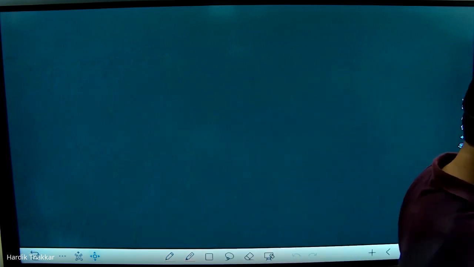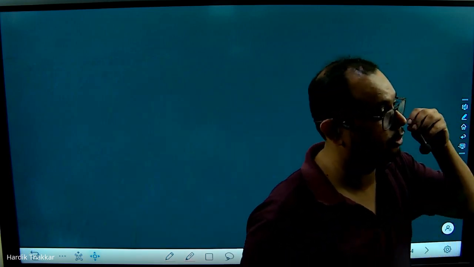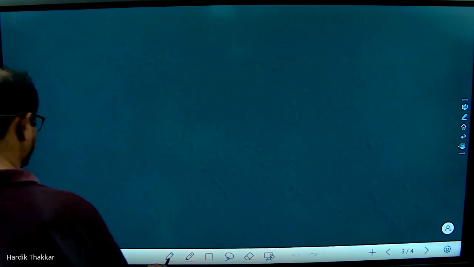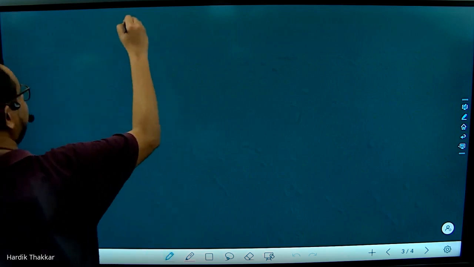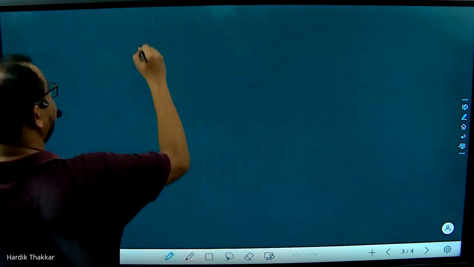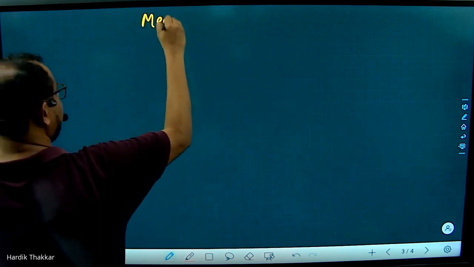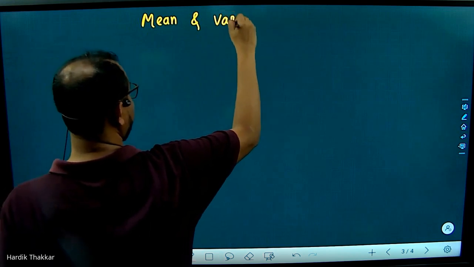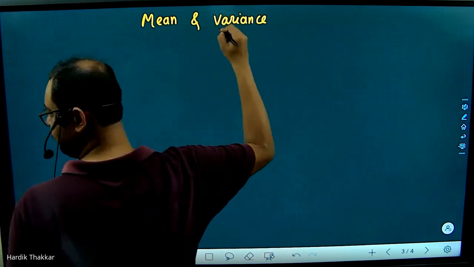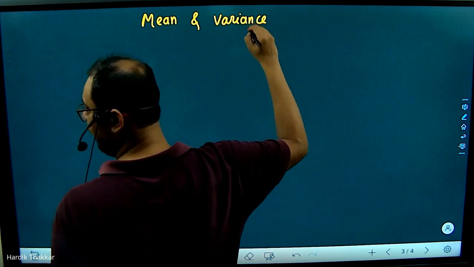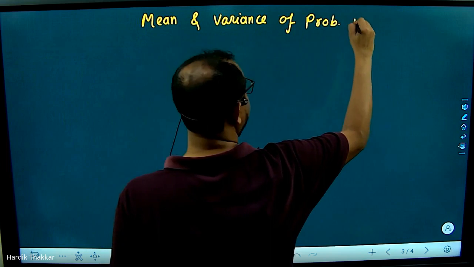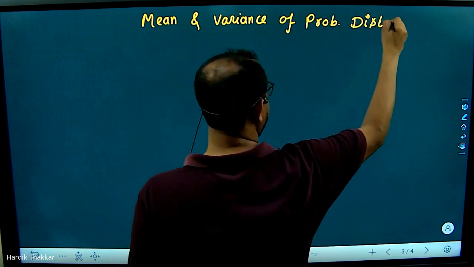Okay, so I think we can start with the next exercise and next topic. For the next topic, just write down the heading: mean and variance of probability distribution.